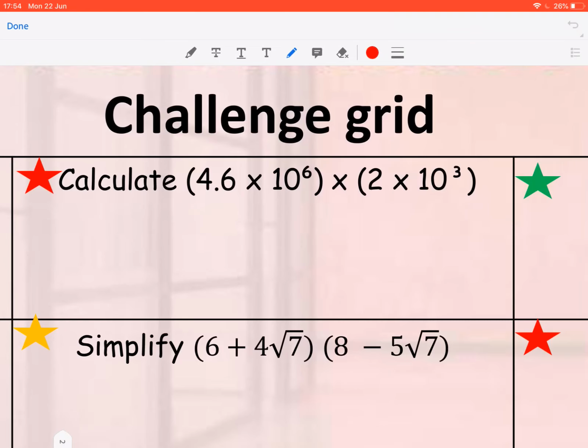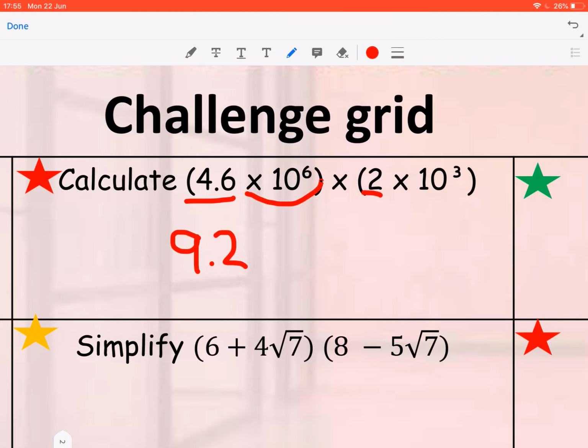Second one, a bit of standard form. Okay, what I want you to do is focus on the first two numbers first. I've got 4.6 and 2. Those two numbers, you times them together normally, okay, if you're multiplying in standard form. I'm going to multiply them as if there's nothing else going on. 4.6 times 2 gives me 9.2.